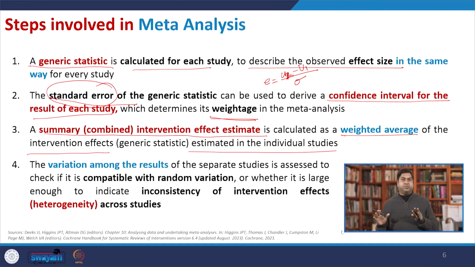So, in this case, if there are 4 studies, we calculate it. Then the variation among the results of the separate studies is assessed to check whether it is compatible with random variation, or whether it is large enough to indicate inconsistency. If the variation is small, say somebody found 0.35 and you found 0.32, statistically it is just a small difference. But if you get statistics which are largely varied, the perception is totally different.